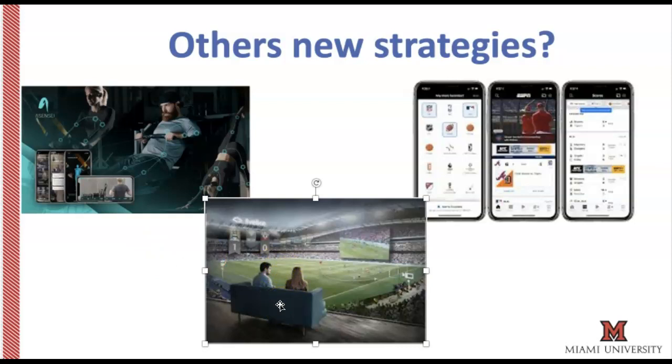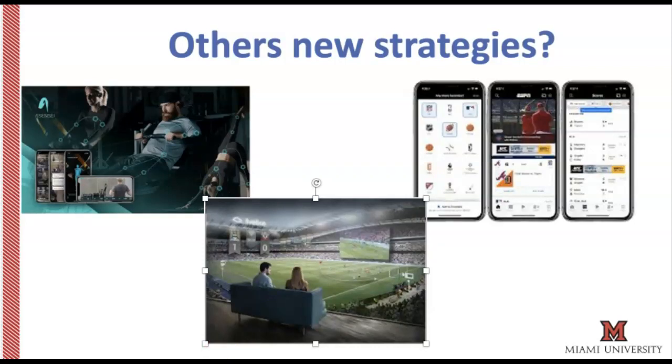VR tries to enhance your watching experience. When you're watching the game at home, you can have the same feeling as when you're watching inside the stadium. So VR is also a new technology, but currently VR hasn't been developed to the level that we want it to, to play its role in sports marketing. It would be interesting to see whether, with the advancement of these technologies in the future, we are able to really feel like we're watching the real games while we're at home, right? So those are the new strategies that have been utilized in sports marketing.